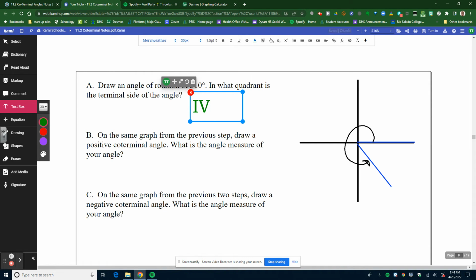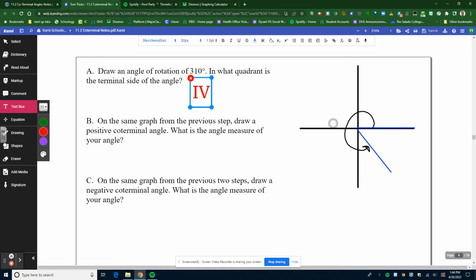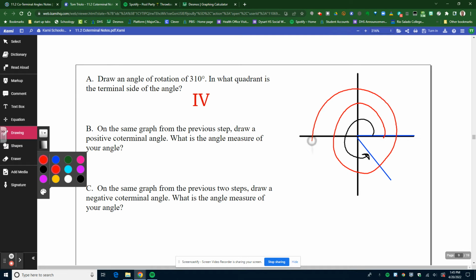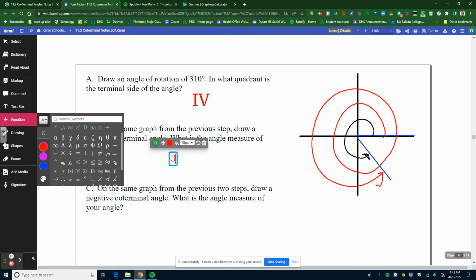On the same graph from the previous step, draw a positive coterminal angle. So I just need to go another 360. Already got black, let's go red. So 1 times 360 plus 310 is equal to 670 degrees. And then we're going to go back the other way.